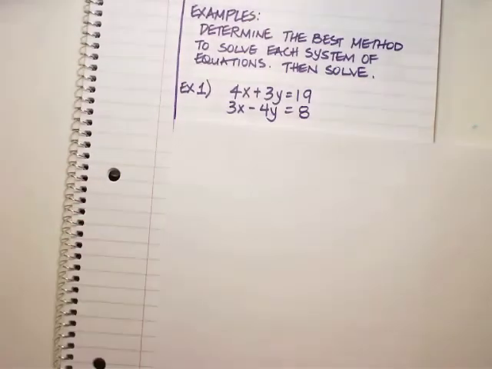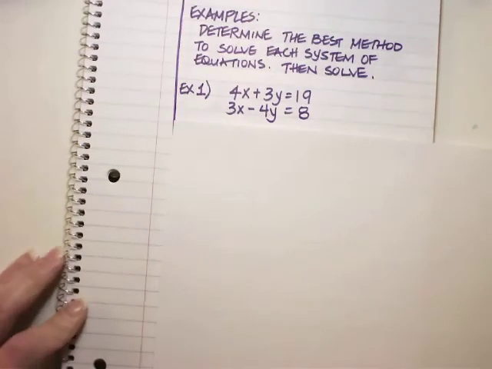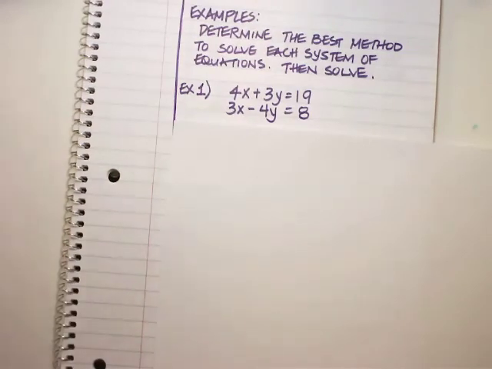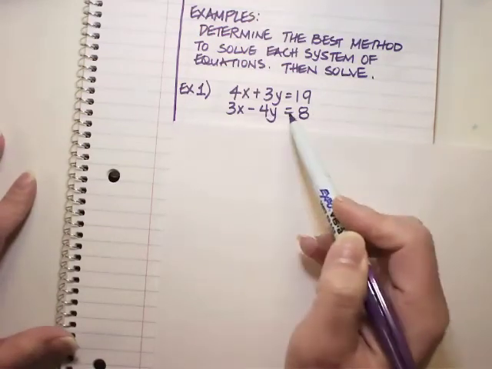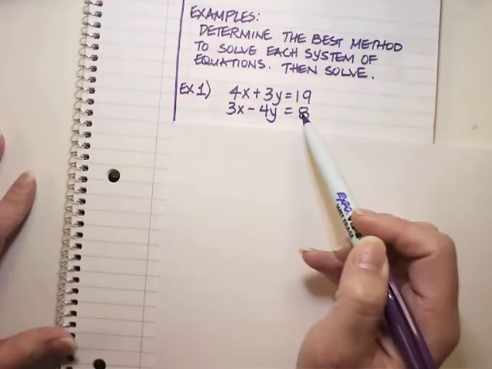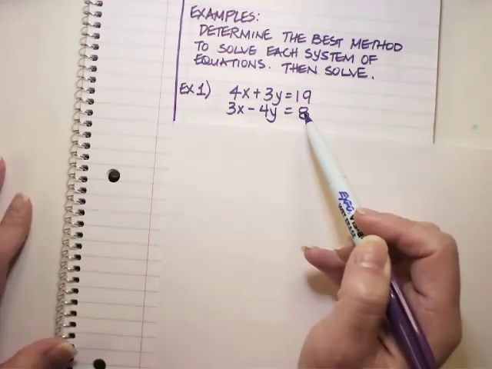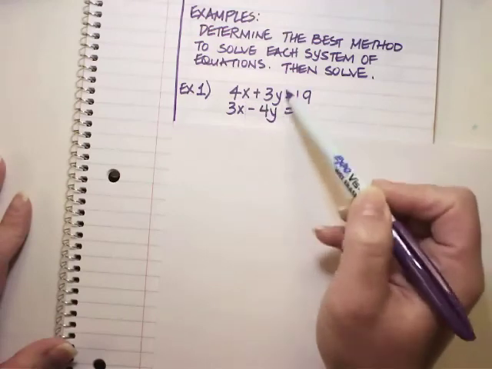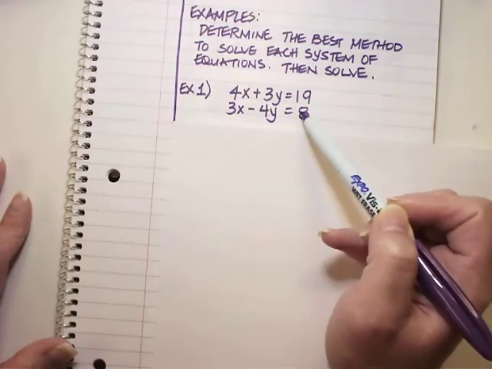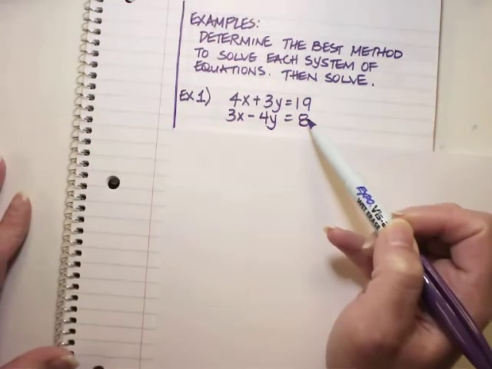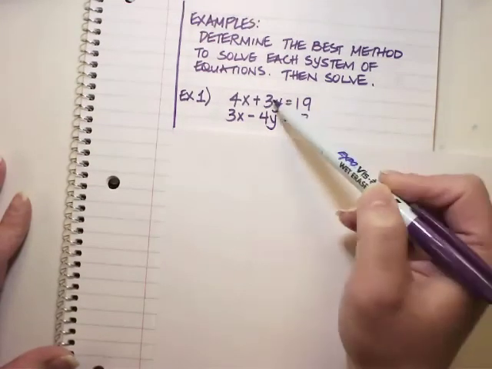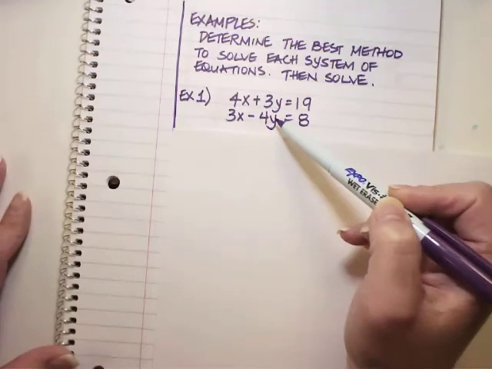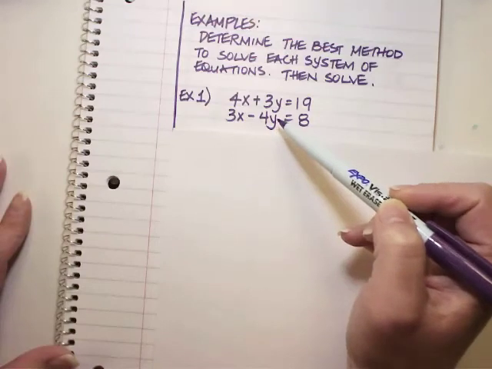4x plus 3y equals 19 and 3x minus 4y equals 8. Okay, now first thing is figure out, well, what's the best method to solve this? Take a look. Nothing is solved for you, so we know that we're not going to use substitution since we don't have an x equals or y equals given to us. And if you notice, the x's are lined up, the y's are lined up, and your equal signs are lined up, so we will use elimination. Now, we'd need to make sure that the coefficients are opposites of each other. Right now we don't have that, so we're going to use elimination multiplication.